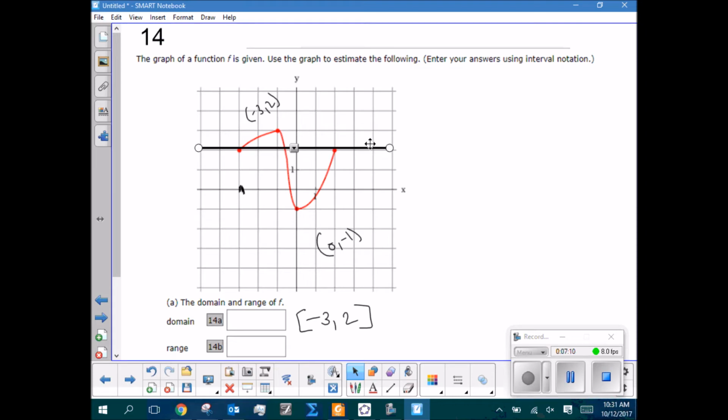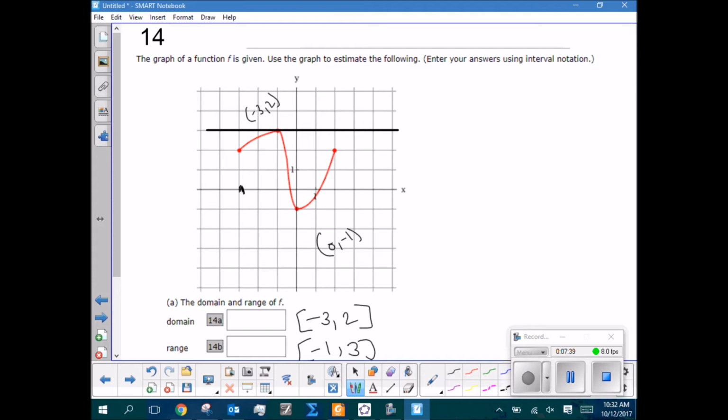Then I keep going, and my horizontal line is still intersecting my red curve, so I'm still getting y values between 2 and 3, and I get up to 3. After 3, I have no y values. I don't intersect the curve. So my last y value that I would have gotten as my curve is intersected by my black line is 3. My smallest y value was negative 1. My largest y value was 3.